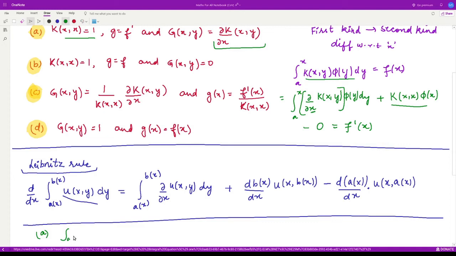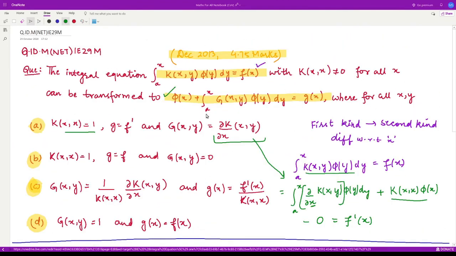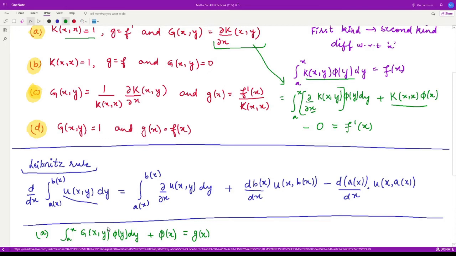So it would be integration from a to x, I am putting all these values over here, g(x,y) and phi(y) dy plus k(x,x) is 1, so we are only left with phi(x), is equal to, and g is equal to f dash, so it would just be g(x). Now let me look at the given form. Phi(x) plus integration from a to x g(x,y) phi(y) dy is equal to g(x). So our form is also the same, so this is the correct option.